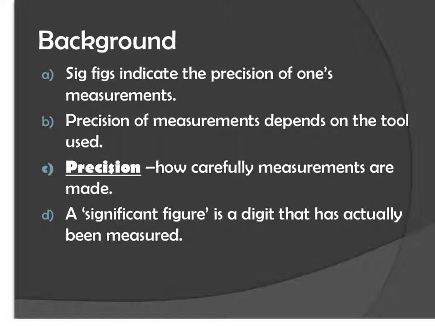So a little bit of background on Sig Figs. Basically, Sig Figs indicate the precision of one's measurement. So it's all about this word precision. So we've got to think about what this word precision means. Precision of measurements basically depends on the tool being used. So when we talk about tool, we're talking about a measuring tool. So are we looking at a ruler that can measure to the nearest millimeter, or are we looking at a ruler that only measures to the nearest meter? You want your measurements to be precise. And precision basically comes down to how carefully your measurements are being made.